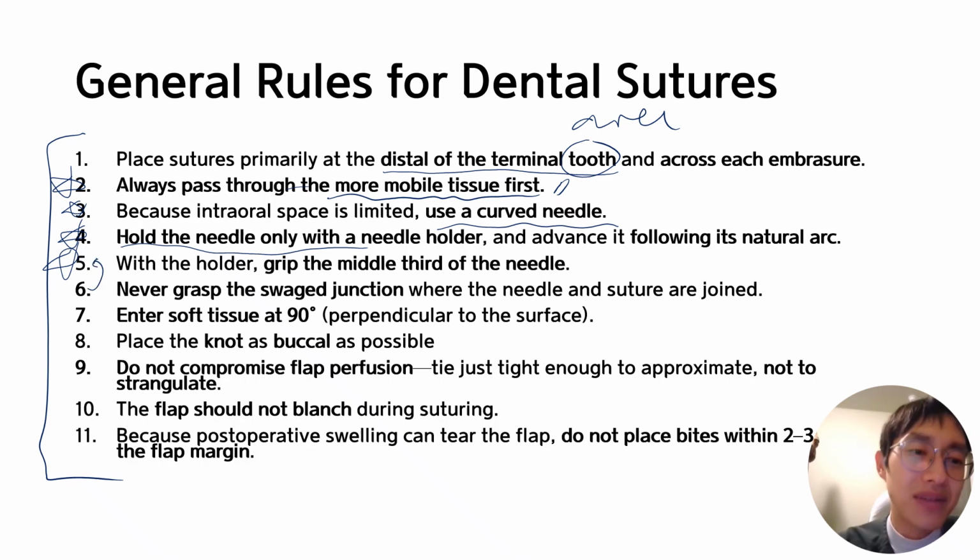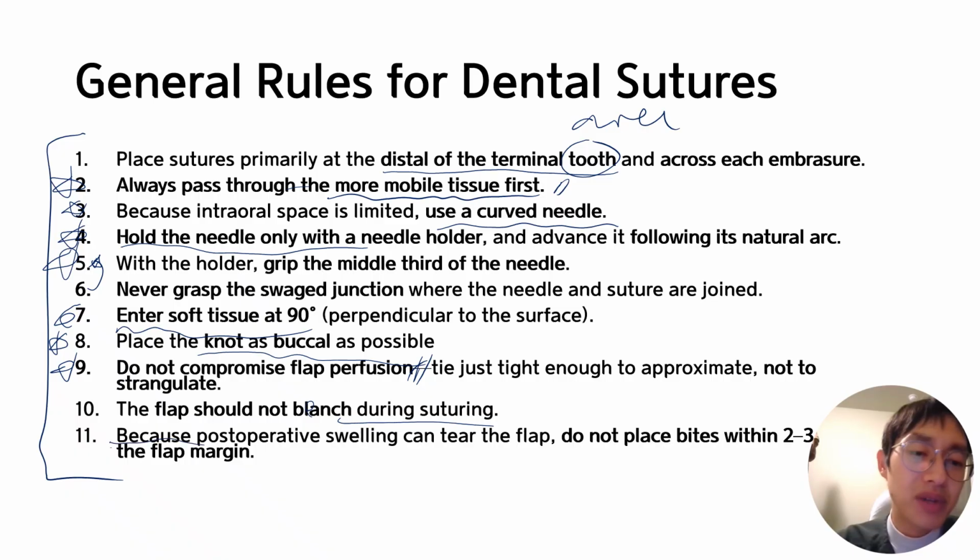I combine it with the fifth one. Enter soft tissue at 90 degrees. Place the knot as buccal as possible. Very important: do not compromise flap perfusion. Blood is life. The flap should not blanch during suturing.